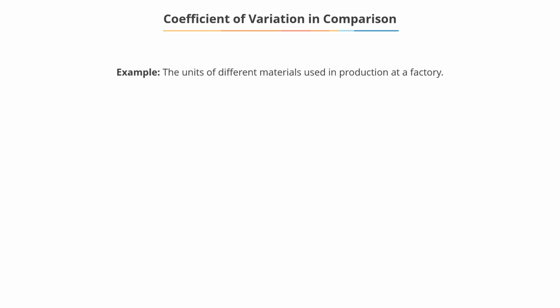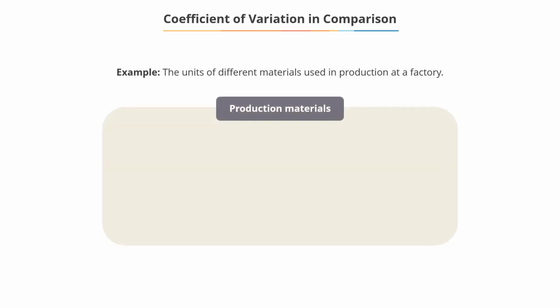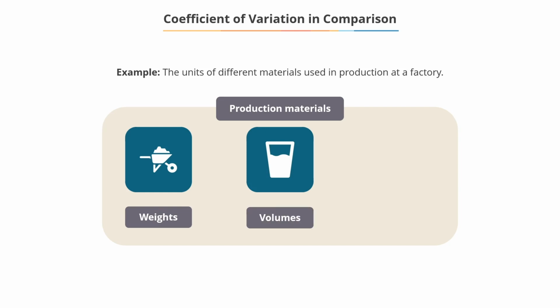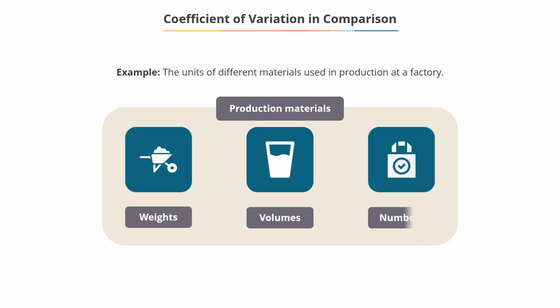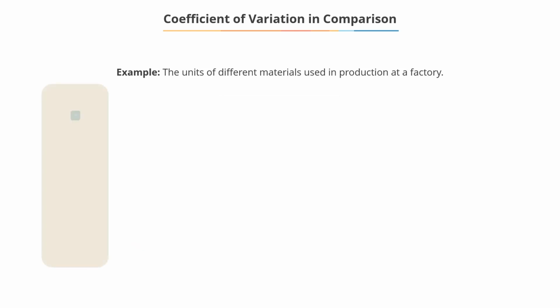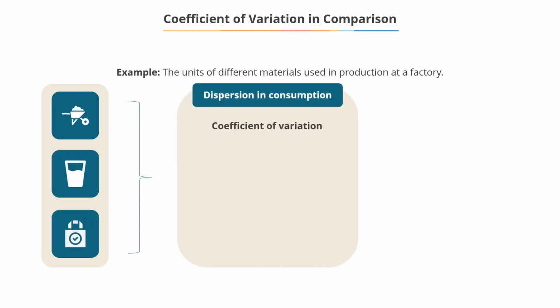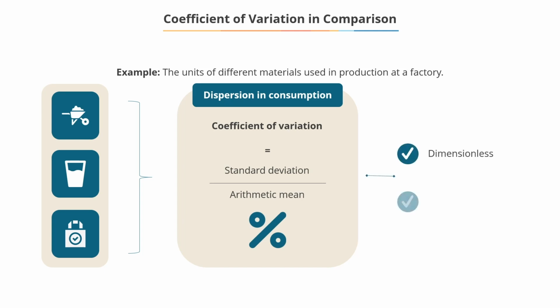In a factory, the units of different materials used in production vary. The consumption of certain materials is quantified in weights or volumes, while the consumption quantities of packing bags are in numbers. To compare the dispersion in consumption, we use a coefficient of variation. It is the ratio of the standard deviation to the arithmetic mean expressed as a percentage. The ratio is dimensionless and is amenable for comparison.